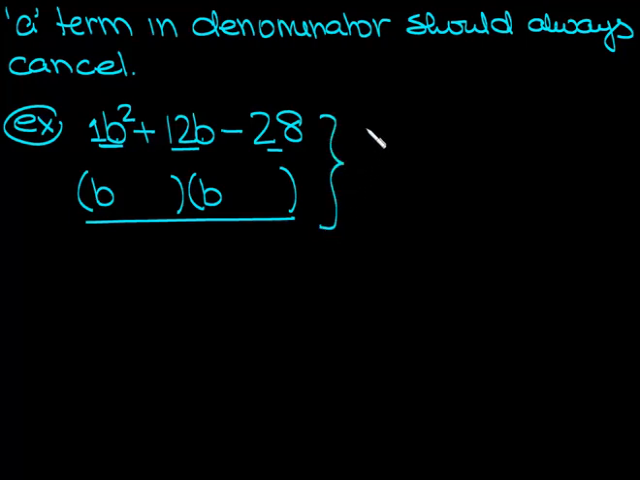So what do I want? I want to do a puzzle. I want two numbers. When I multiply, I get 1 times negative 28, which is negative 28. And when I add, I get the middle number, which is 12.